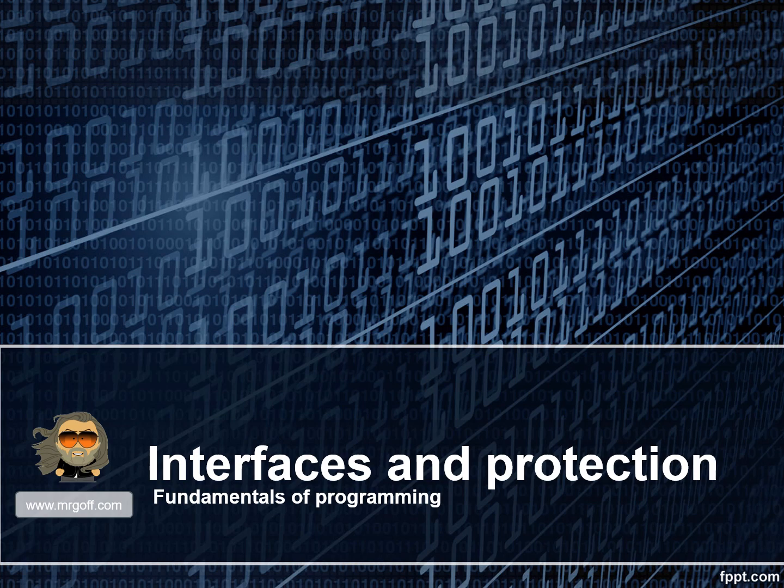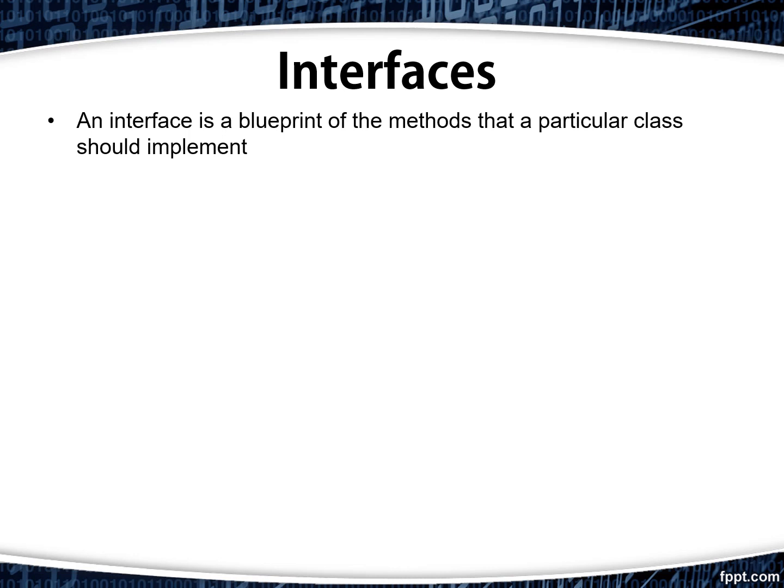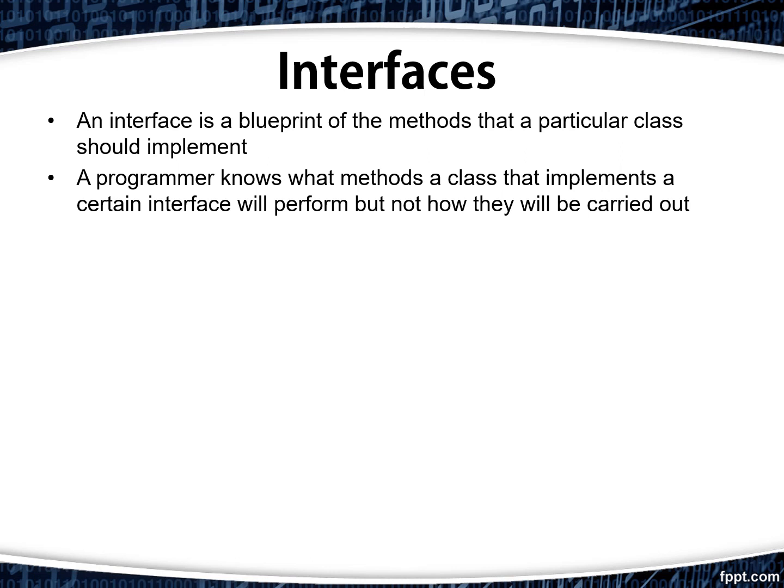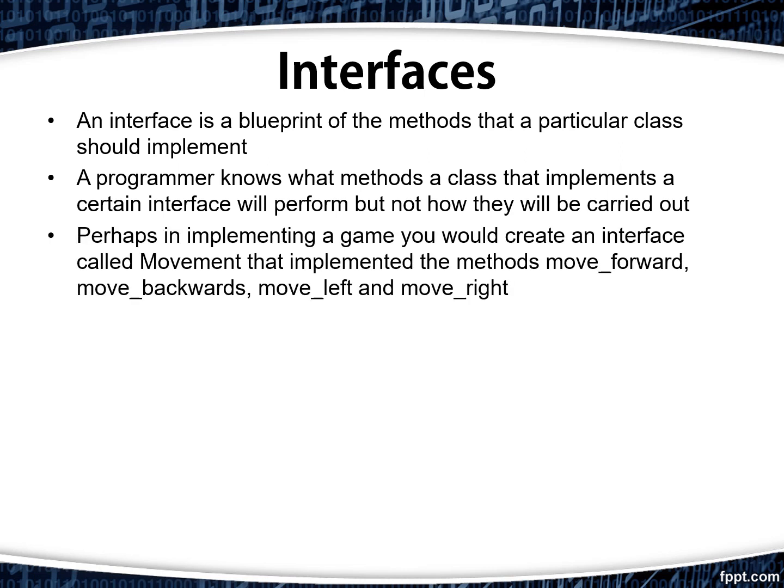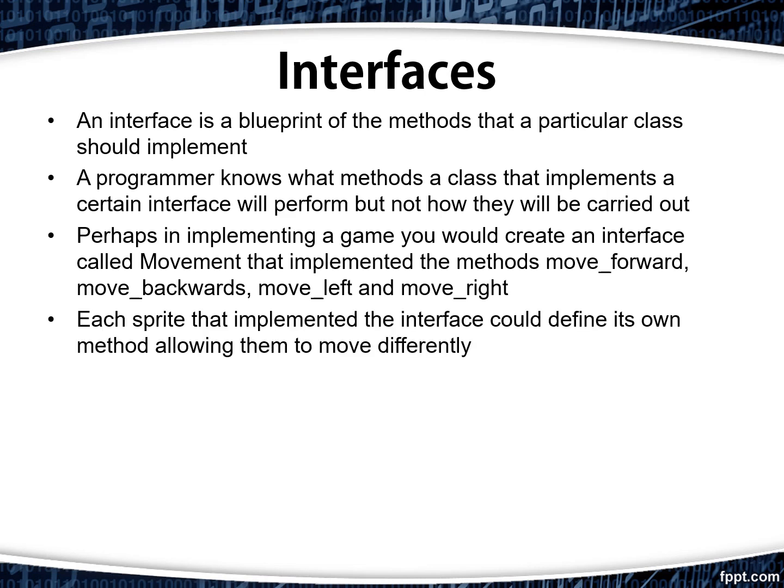This video will focus on programming to an interface and protection modifiers in object-oriented programming. An interface is effectively a blueprint of the methods that a particular class should implement. A programmer knows what methods a class that implements a certain interface will perform, but not how they will be carried out. Perhaps in implementing a game, you would create an interface called movement that implemented the methods move forward, move backwards, move left, and move right. Each sprite that implemented the interface could define its own method, allowing them to move differently and at different speeds.